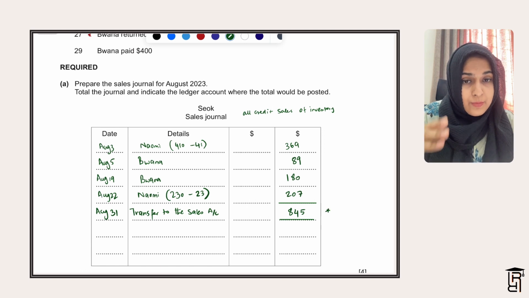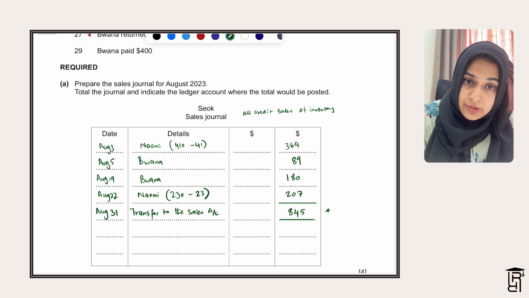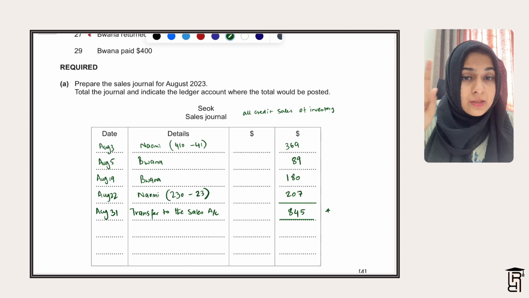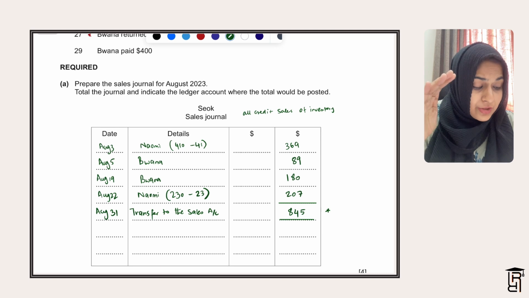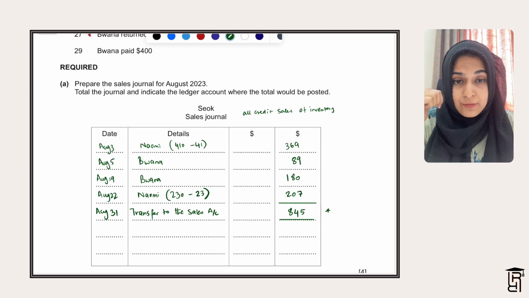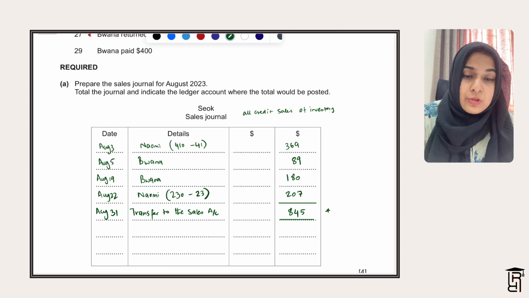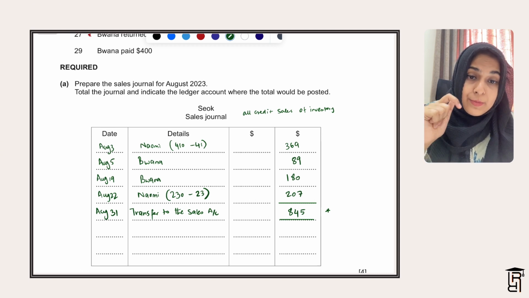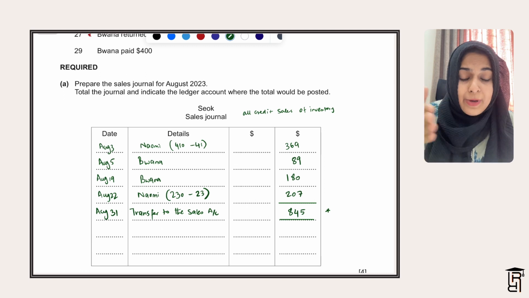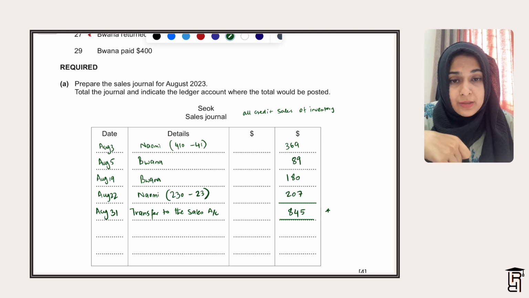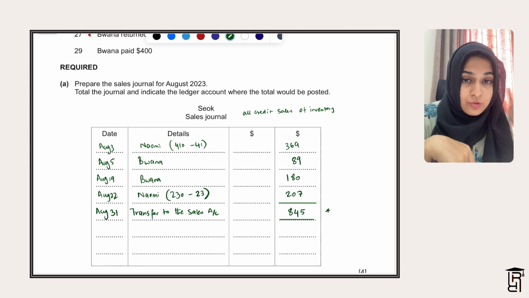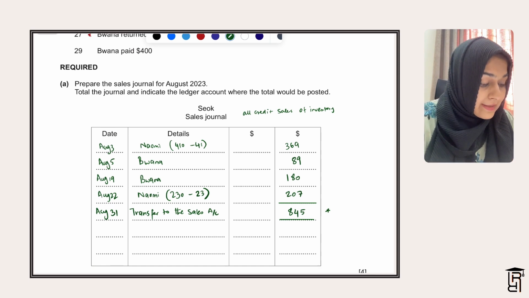This total will be posted to the sales account in the nominal ledger, because the sales account will always be there in the nominal ledger. So when you add these all up, you get the total credit sales for the month, and you just directly post it to the sales account. You don't write the name of the person again and again in the sales account. That is the advantage of maintaining books of prime entry, because you make books of prime entry before the ledgers. Once you have written each person's name in the sales journal, you don't repeat the process in the sales account. You just post the total of the sales journal in the sales account as 845.